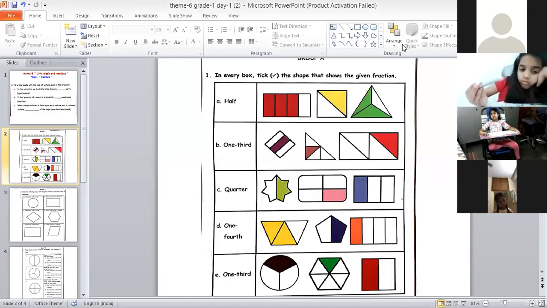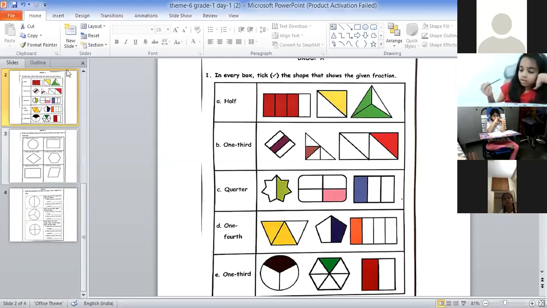Like if out of those 4 slices, you ate only 1 slice, then I can say that I ate 1/4 of the pizza, right? This means that out of that total pizza, I ate 1/4 of it, or I can say out of those 4 parts, I ate 1 part of it. Okay. Let me give you a few examples here.